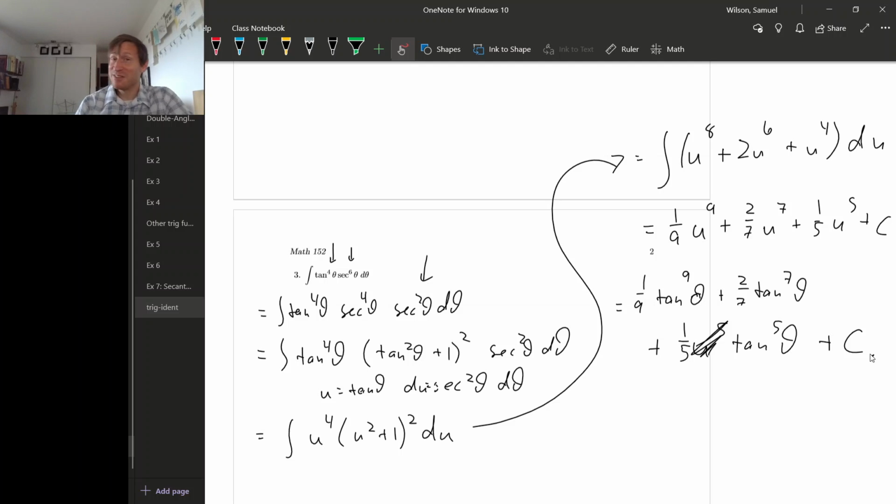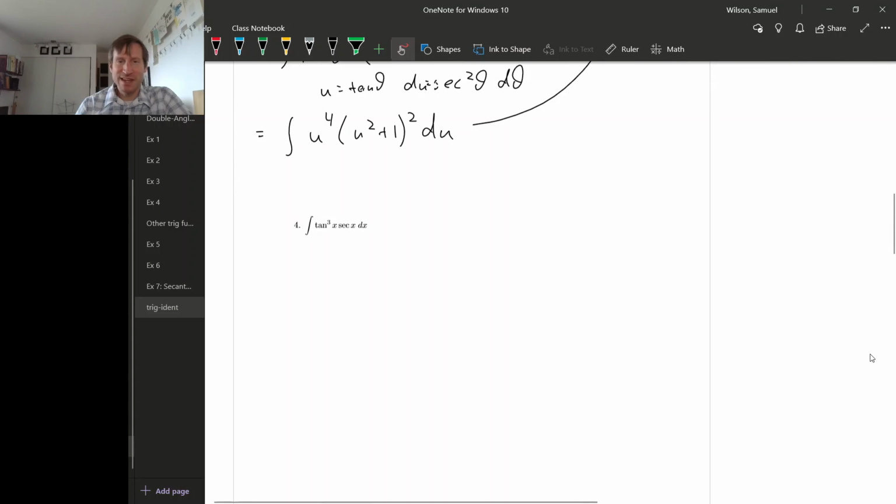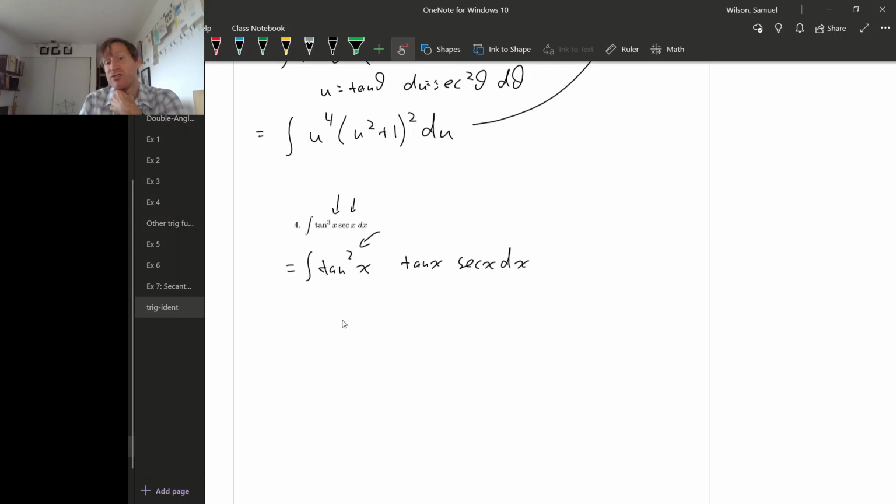All right, so pause the video and work on number 4. Okay, here's number 4, tangent cubed times secant. So both of these are odd. Since both are odd, I can set aside one factor of tangent and one factor of secant. I have an even number of tangents left that I can turn into secants, and then I'm set up for my secant U substitution. Okay, that sounds like a plan.